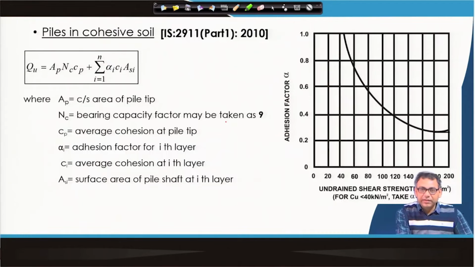Similarly, the IS code also gives the same type of expression, where this is c N_c and then the friction resistance, which is the summation of the friction resistance the pile gets from different layers, and here the adhesion factor chart is given for different undrained cohesion values. So, if the undrained cohesion value is less than 40 kilonewton per meter square, then you take the alpha value equal to 1. Alpha is the adhesion factor. If it is less than 40 kilonewton per meter square, then you take 1, otherwise you can take the adhesion factor according to the undrained cohesion value.